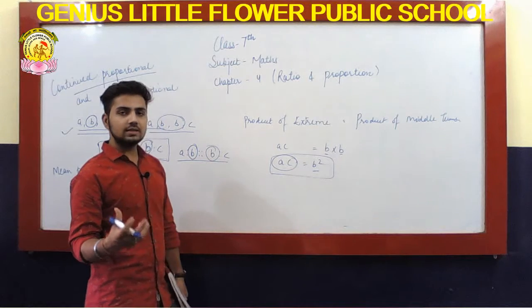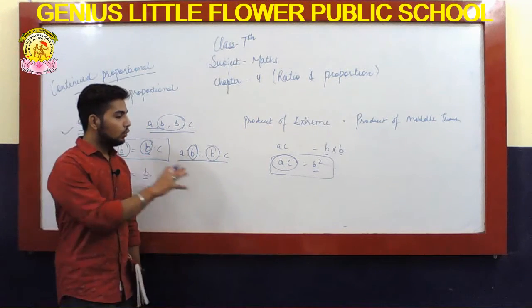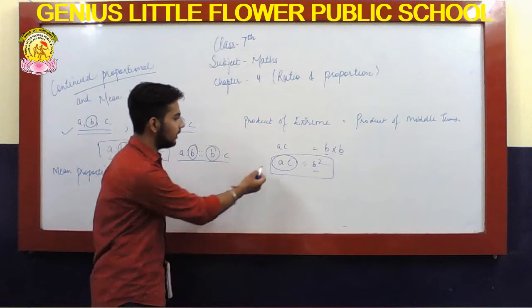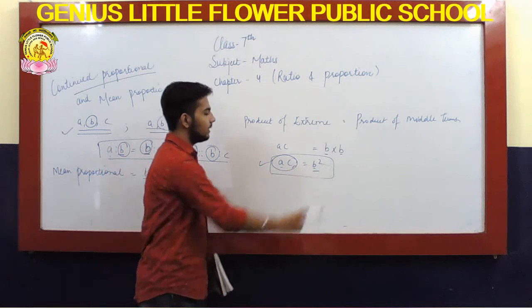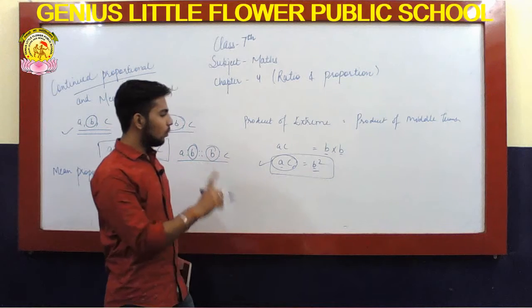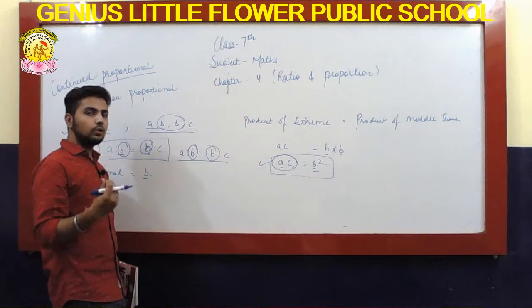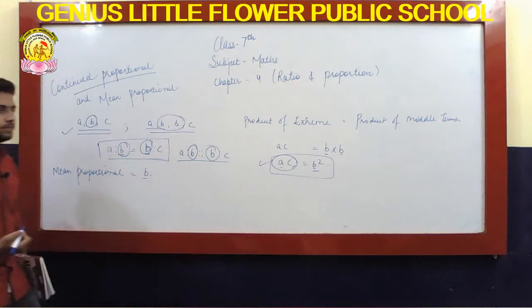The type of question that comes is that you are given two terms and you have to find the third one, because there are three unknowns now, A, B, C. So you have to find the one term which is missing. Now we are going to discuss our questions according to this.